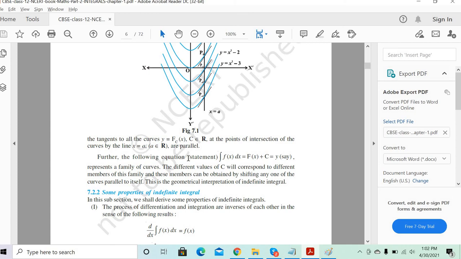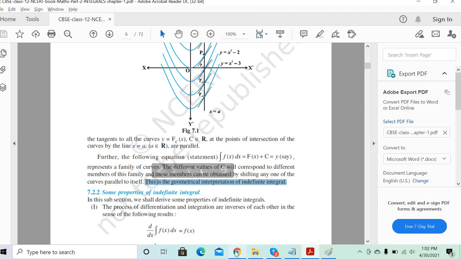So that's why we say that integration gives you the family of curves. Okay, because integration of f of x will give you the family of curves. A different value of c will correspond to different members of the family, and these members can be obtained by shifting any of these curves parallel to itself, and that becomes a geometrical representation of the indefinite integral.